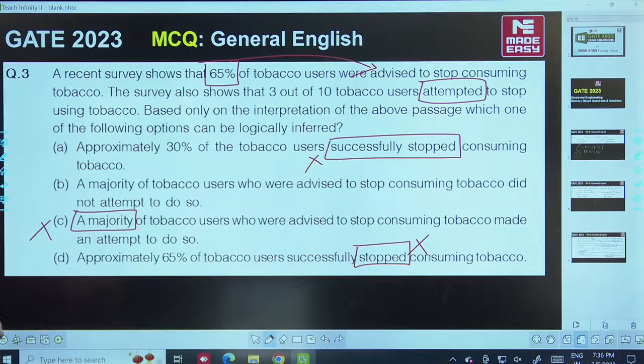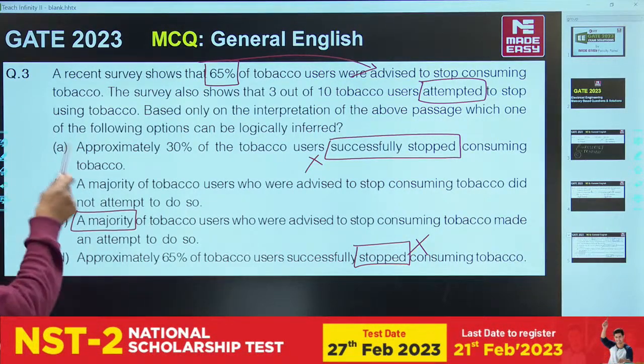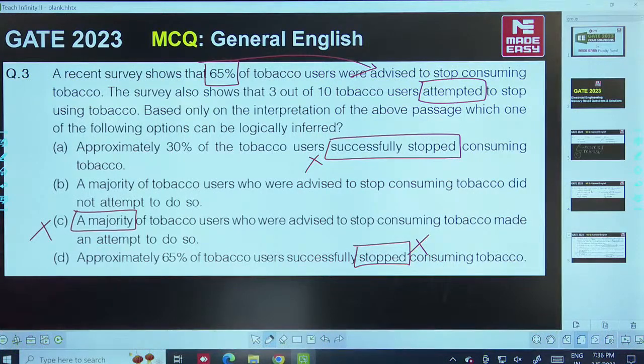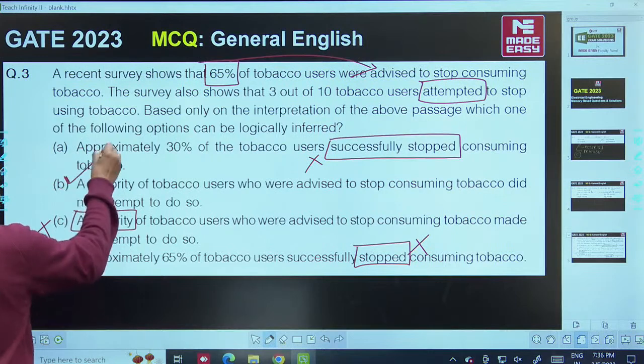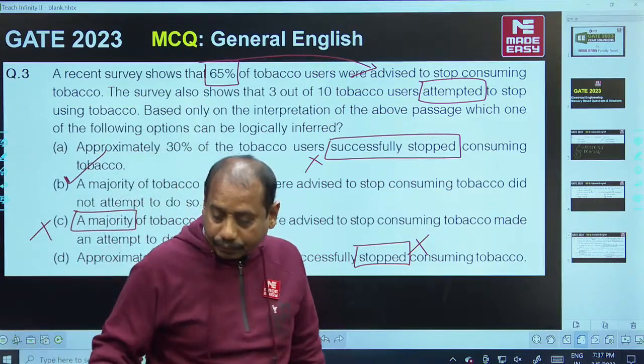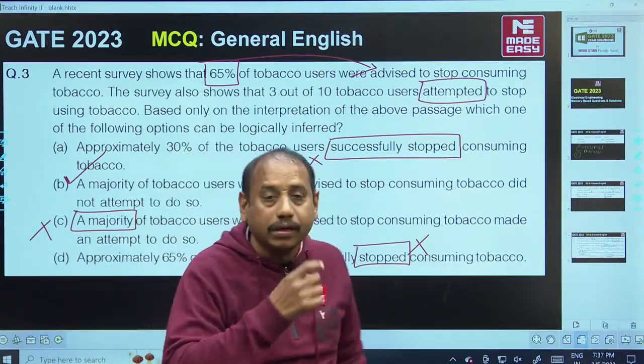Listen to it. A majority of tobacco users who were advised to stop consuming tobacco did not attempt to do so. Obviously, based on the same 30% of the people, and that means 3 out of 10, only 30% people gave an attempt. They tried. That means lower end of people, not majority of the people. So that means majority of the people ignored that particular advice. So answer is this. Majority did not follow means majority ignored it, right? Minority of the people followed it. Hope this is done, right? So answer is B. Okay, all the best kids.